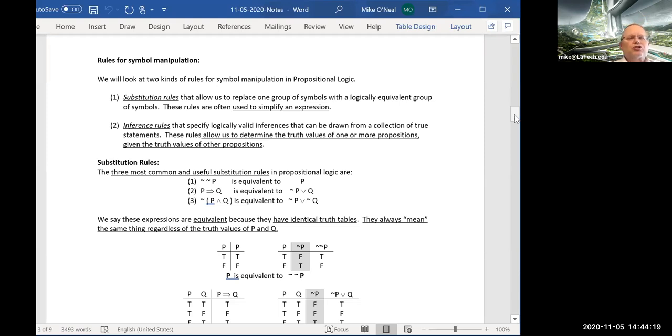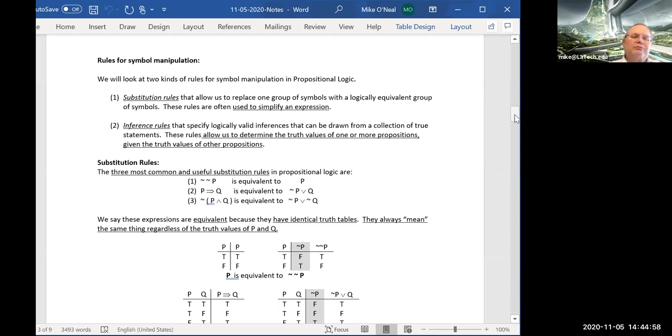So I'm going to move the conversation a little bit, and we'll start talking about rules for symbol manipulation. One of the things that we really want to do most often is substitute one expression for another expression. Why would we want to do that? One reason is to simplify an expression.